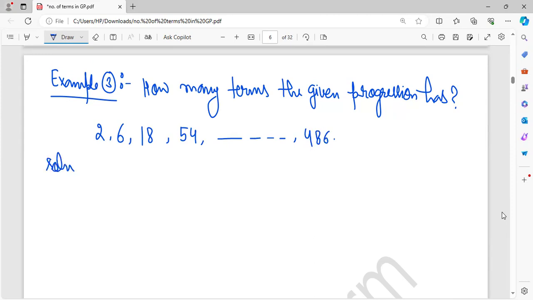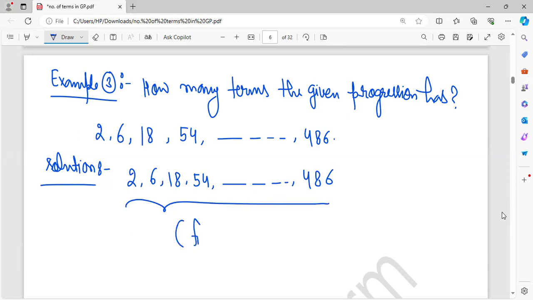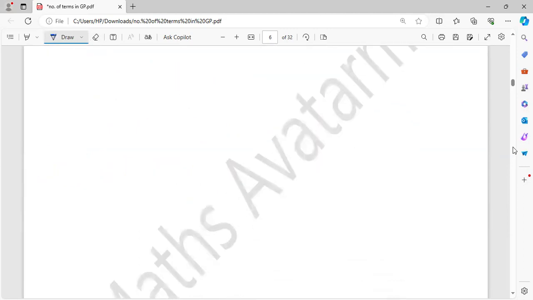Solution. 2, 6, 18, 54, 486. So this is a finite GP. We have not checked till now whether this is a GP or not. So first we have to check whether this is a GP or not, because in the question it is not given.